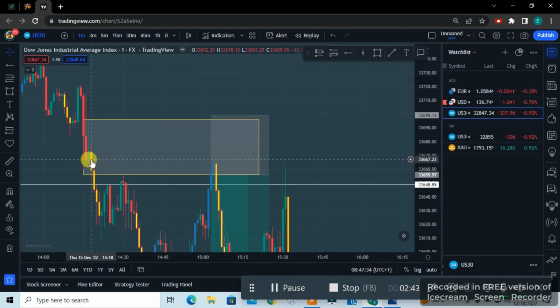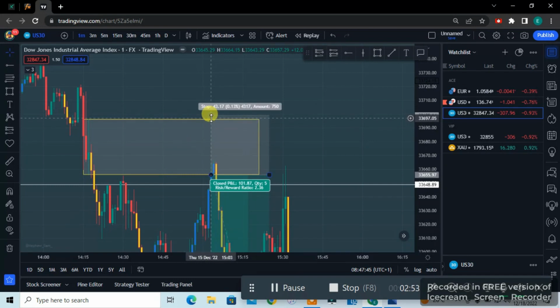Sorry, this supply zone. Sorry to say, guys, I'm very sorry. This is a supply zone. When you see this golden candlestick to the downside, this is a supply zone. So this is a bearish order block. So your stop loss should be slightly above that bearish order block.